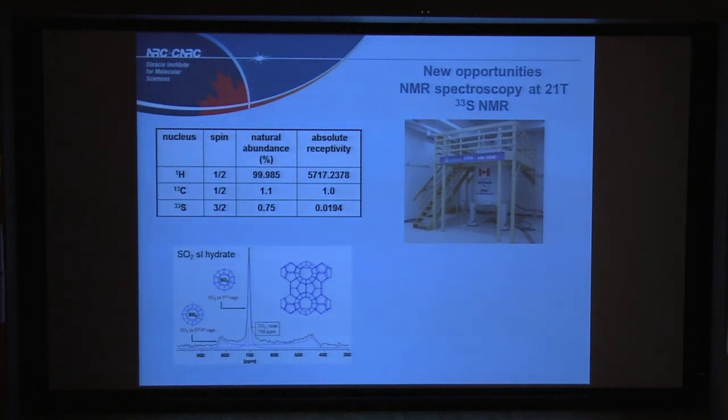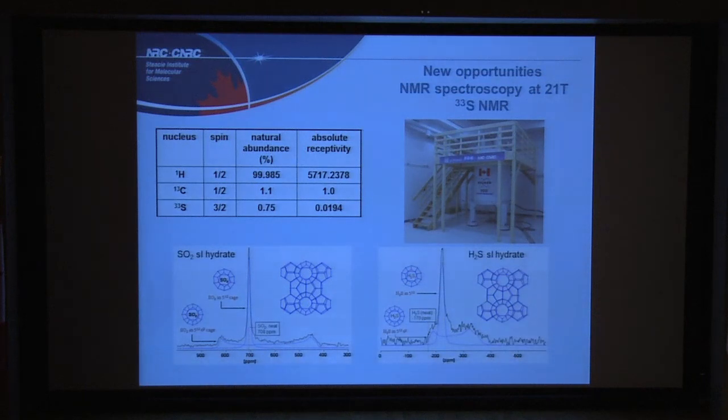Here's a spectrum now for SO2, structure 1 hydrate, and you can see that there are two contributions, one from SO2 in the large asymmetric cage and SO2 in the spherical small cage. And also here we have H2S in the large cage and H2S in the small cage. So we can now look at these structures and measure the cage occupancies and the distribution of guests among the different sites.